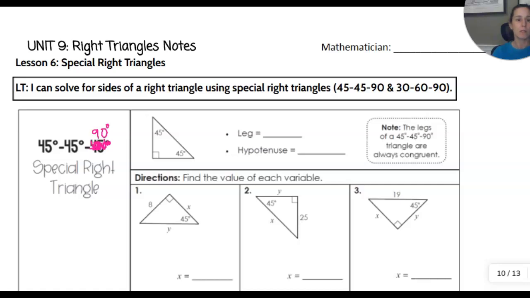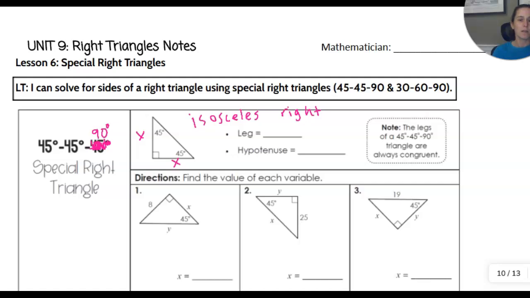Our first one's going to be 45, 45, 90, and if we take a look at the note, it says that the legs of a 45, 45, 90 triangle are always congruent. So if this length is x, this length is x, that means these sides are congruent, and the two opposite angles are also congruent, making this an isosceles right triangle. And a 45, 45, 90 will always be an isosceles right triangle.